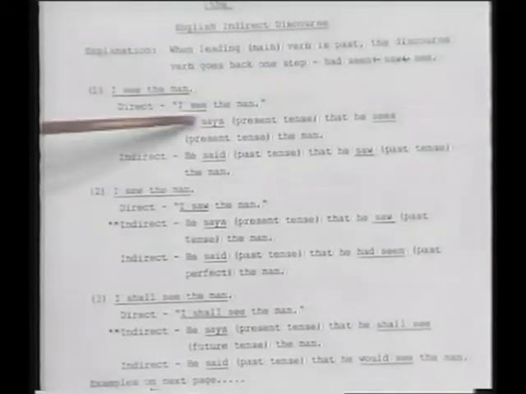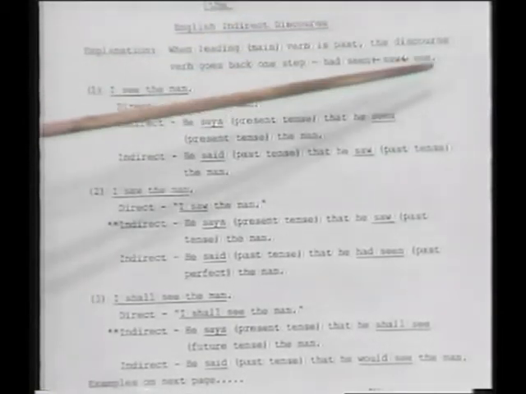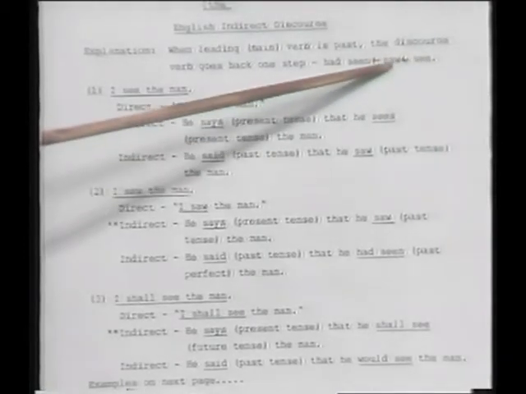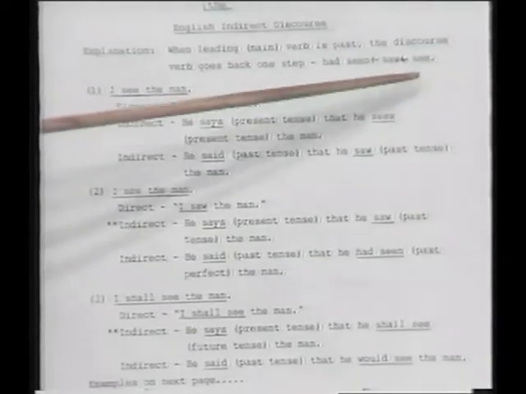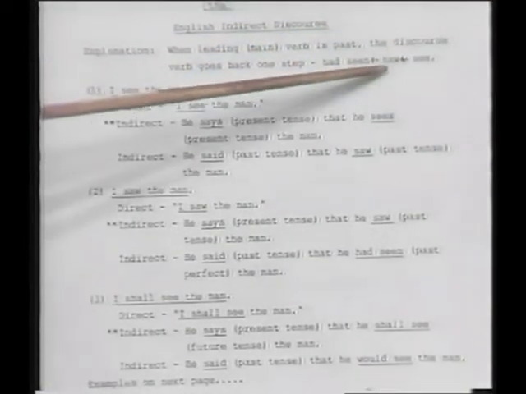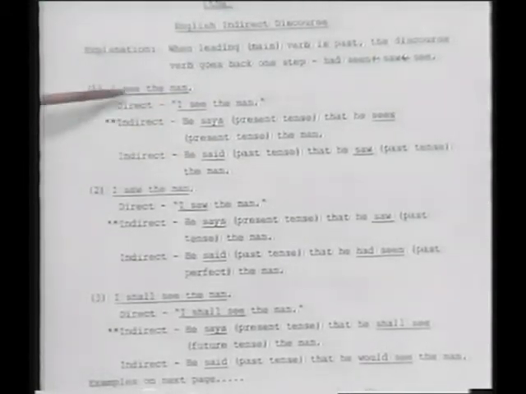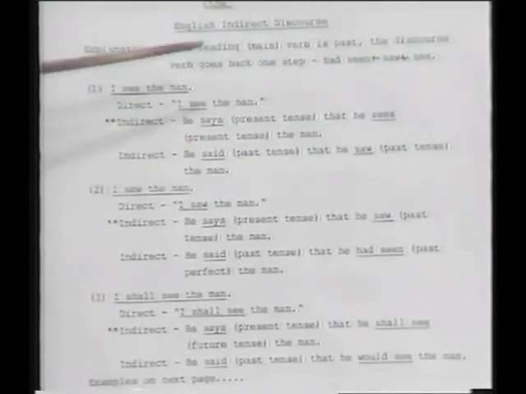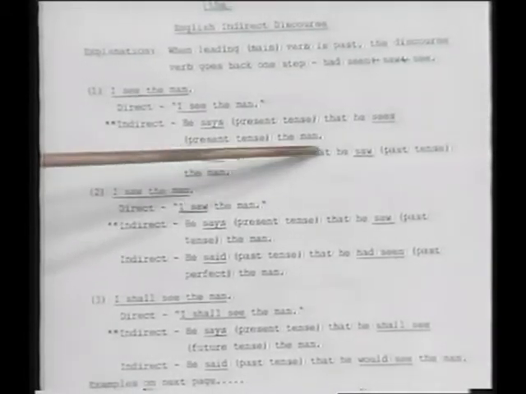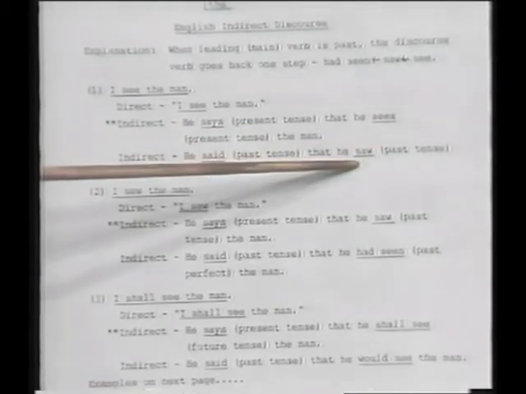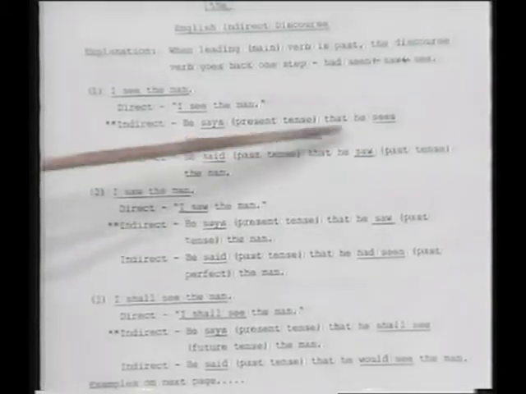If we don't have a present time main verb, then it will go back one step. For instance, if you had see, it would go back to saw. Your main verb is past, it goes back one step from see to saw, or if he had said saw, then it would be back to had seen. Here's the illustration. Our direct discourse is, I see the man. The indirect is, he said, past time main verb, that he saw. See? We're going back from see to saw. He said that he saw.